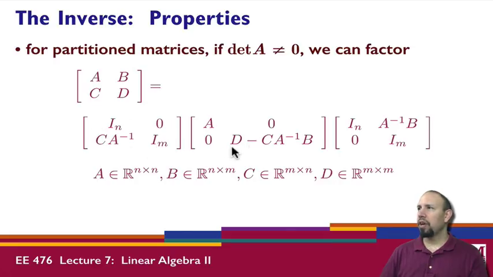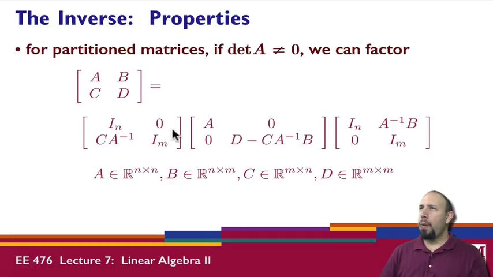And so notice this involves the inverse matrix of A. So it's a product of three matrices where, again, we're assuming that the various submatrices have these various dimensions. And so why would we want to factor the matrix this way? Well, that's a good question.